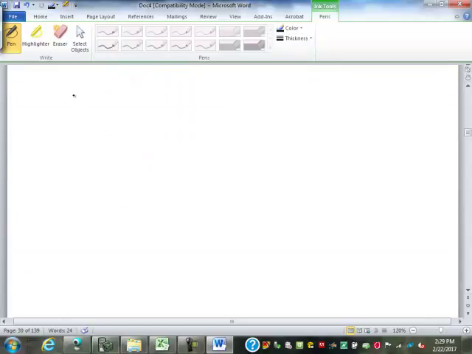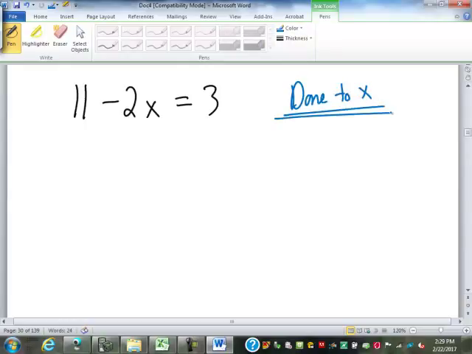Now this next one doesn't look terrible, but it has one thing in it that tends to confuse people. So 11 minus 2x equals 3. When we look at how this was built, what was done to x to build this, a lot of people would look at this and say x was multiplied by 2, and then the 11 is subtracted from it. But that's not true.